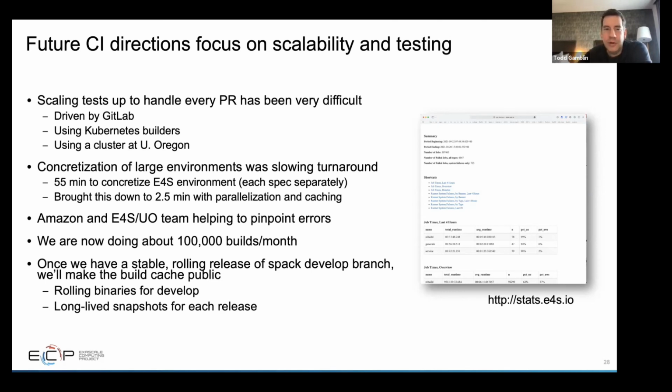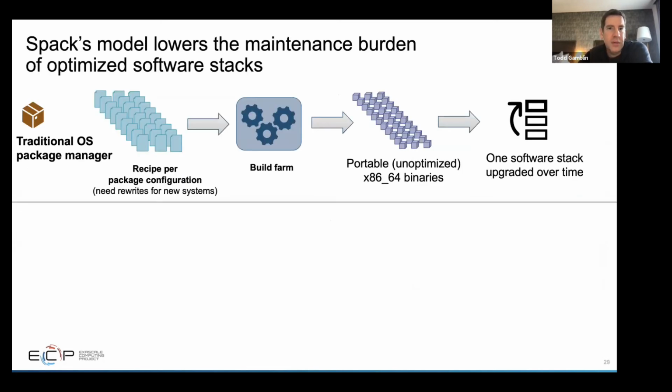And so we're trying to expand it and to have sort of an optimized binary release of Spack eventually available for different architectures. That's been our goal for a long time, and it's actually taken a lot of effort to scale this thing up to the point where we could think about it. And so if you think about Spack as a distribution system, this is your traditional OS package manager. You might have a recipe per configuration. You throw those in the build farm and you get portable binaries out, and you have one stack that gets upgraded over time in place.